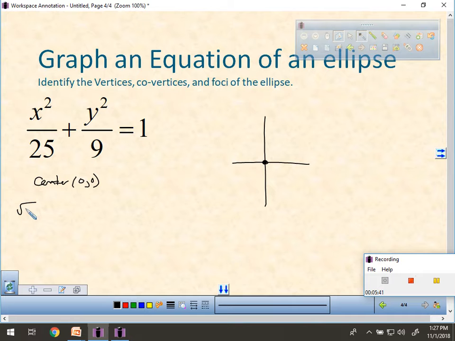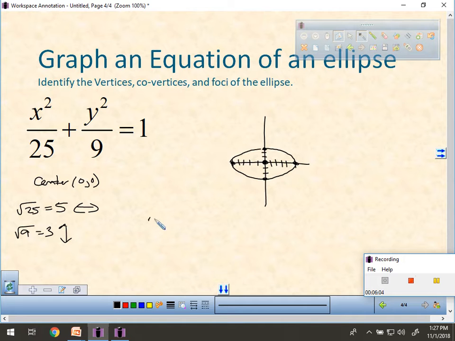On the x-axis, the square root of 25 is 5, so I'm going to go left and right 5. So 1, 2, 3, 4, 5, and 1, 2, 3, 4, 5. My y-axis, so the square root of 9 is 3, which means I'm going to go up and down 3. So 1, 2, 3, 1, 2, 3. And so there would be my ellipse that combines all 4 of those points.